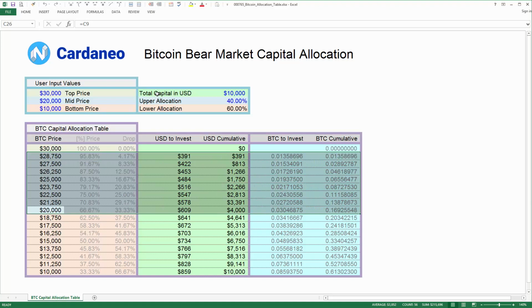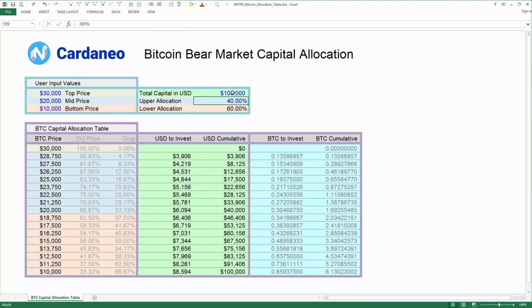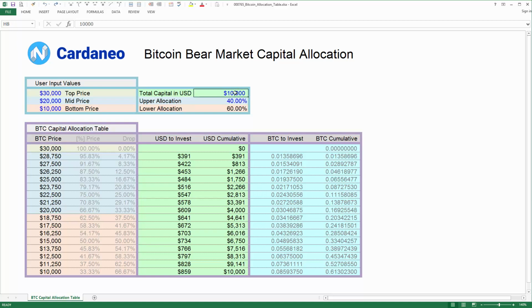Now, depending on how much capital you have, and as an example, I have $10,000 here, you can choose how much of that capital will be allocated to upper allocation. In this case, I've chosen 40%, so 40% of $10,000, that's $4,000, which leaves another 60% that gets allocated to this bottom portion. If you change the amount of capital that you have, all the numbers will update accordingly. But let's keep $10,000 as total capital and also 40/60 as allocation between the top and the bottom.